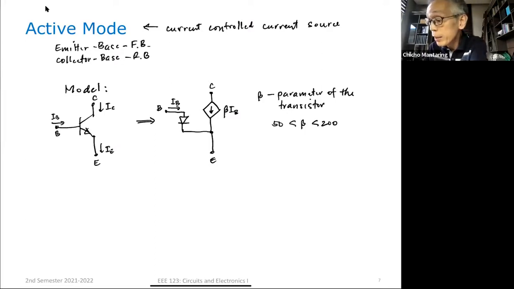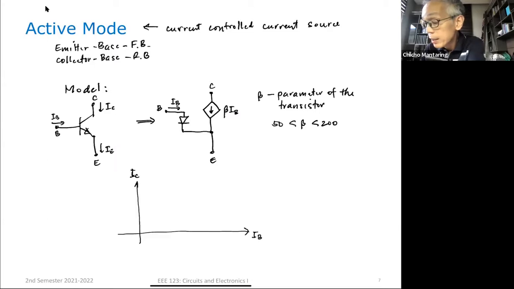Okay. So if you take a look at the relationship between IC, this is your collector current, and your base current, it's really just going to be a straight line, where the slope of that straight line is going to be beta.